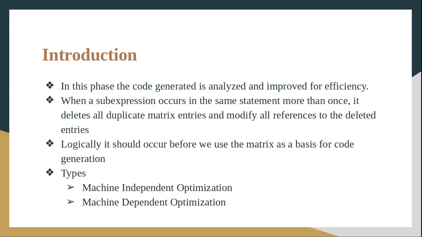So when we talk about the code optimization phase in compiler design, we are actually talking about machine independent optimization, because it optimizes the intermediate form code. Throughout this video on the code optimization phase, we will be talking about machine independent optimization, and we will discuss machine dependent optimization in the code generation phase.